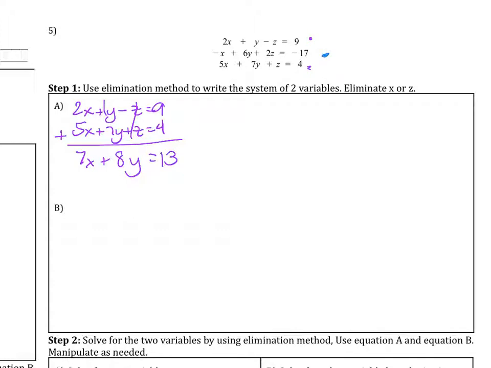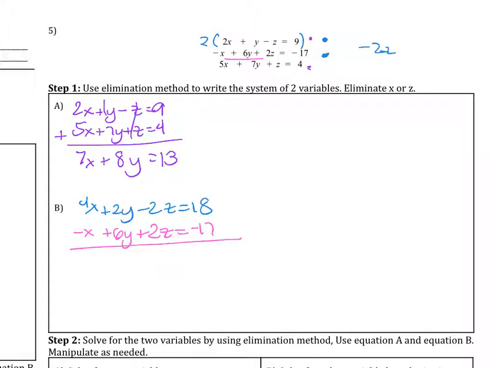So now I have to use this second equation. So I have a 2z. I'll go ahead and use the top one. And so what I'm going to do with that is I want to get a negative 2z. So in order to get a negative 2z, I'm going to multiply this top one by a positive 2. So that is a 4x plus 2y minus 2z equals 18. Then I'm going to add this second equation, negative x plus 6y plus 2z equals negative 17. So the z's cancel. I get 3x plus 8y equals 1. Oh, and so this works out really nicely.